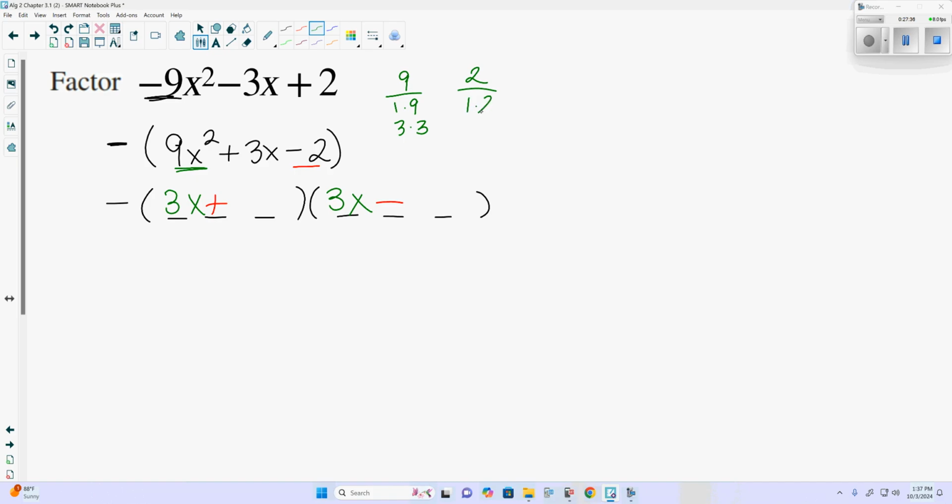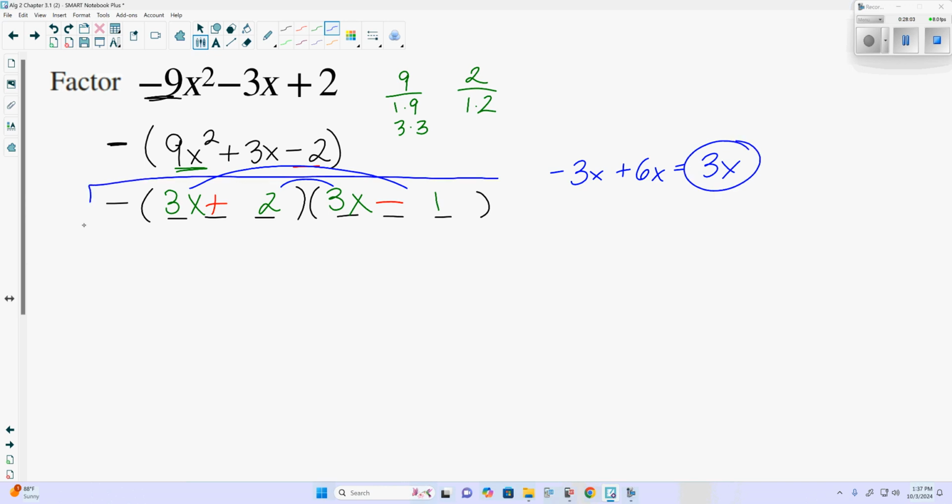Factors of 2 are 1 and 2. Where do we want to put the 2? Where do we want to put the 1? 2 here, 1 there. And then we can check. 3x times negative 1 is negative 3x. 2 times 3x would be plus 6x. And negative 3x plus 6x is positive 3x. So these are our correct factors.